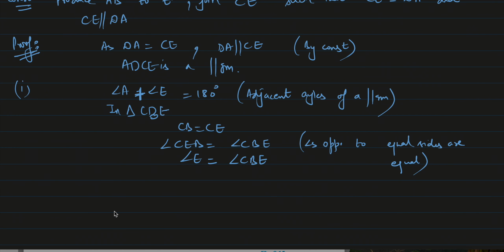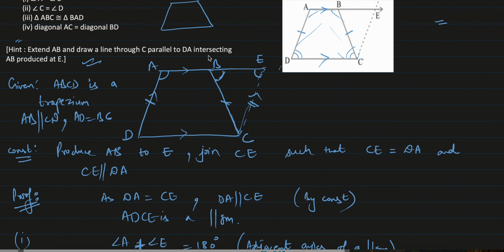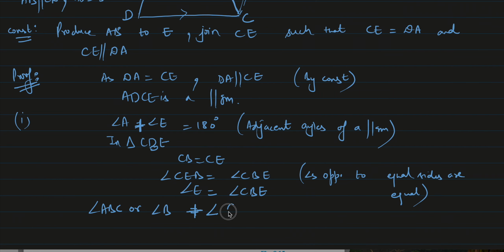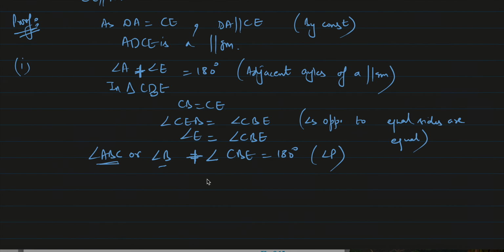Now, angle E I got. From this figure again, what about these two angles? This angle and this angle. When you add these two angles, that is also 180 degrees. It's a linear pair. So I'll write angle ABC, or angle B, plus angle CBE is 180 degrees, right? ABC or B, you can write that way. Reason for that is linear pair. So from here what do I get? Angle B equals 180 degrees minus CBE.